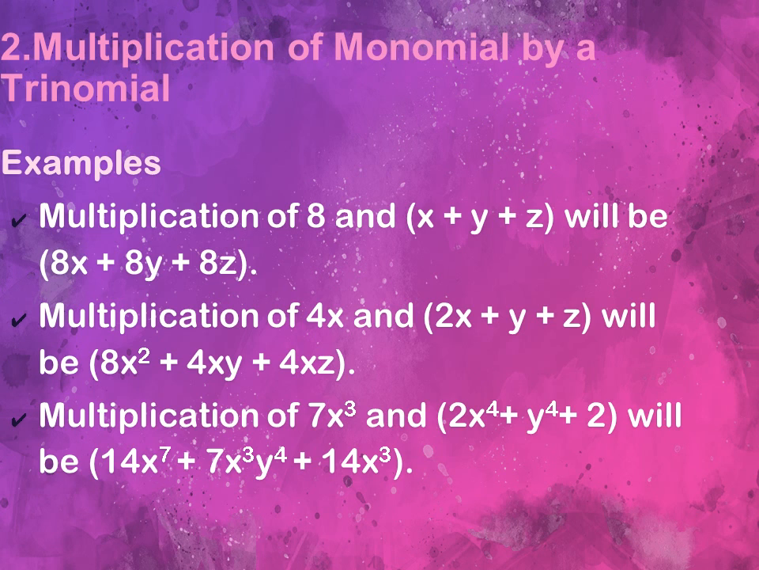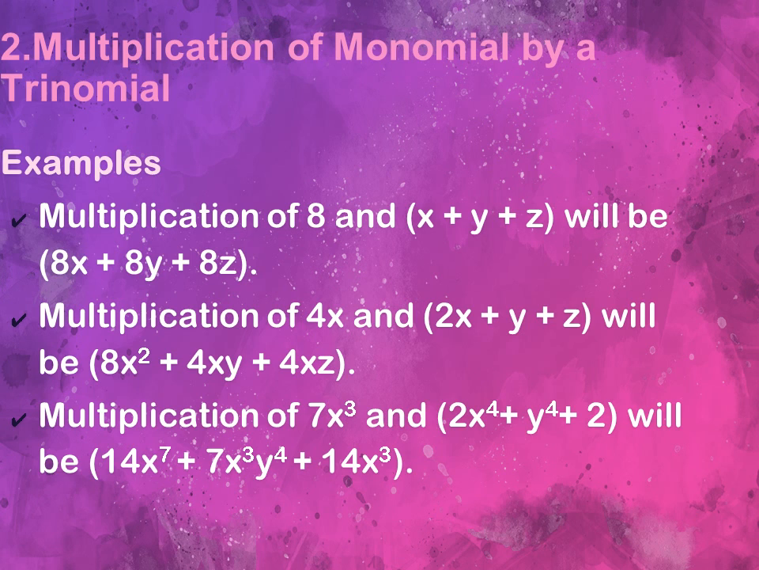Second, multiplication of 4x and 2x plus y plus z. Here again we need to multiply this 4x with each term in the bracket. So 4x into 2x will be 8x square. 4x into y is 4xy, plus 4x into z is 4xz. So here the answer is 8x square plus 4xy plus 4xz.